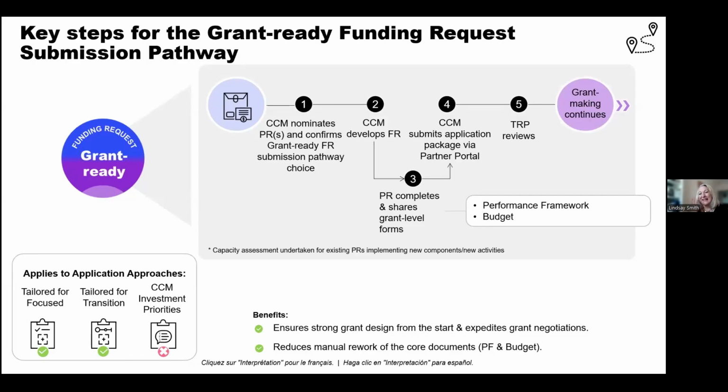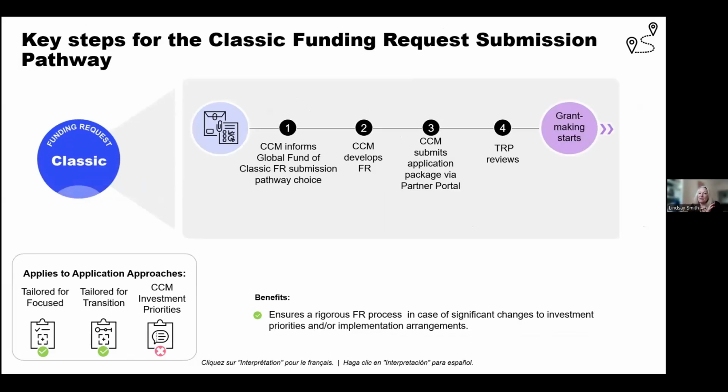Next slide. For the classic funding request, the CCM confirms that they want to use the classic submission pathway. The Global Fund shares the documents, the CCM develops the whole package more autonomously, and then develops the performance framework and budget at the level of the whole funding request. They then submit the application, the TRP reviews, and then after the TRP review and recommendation, grant making then officially starts. Next slide.